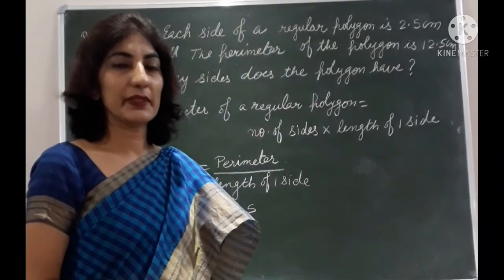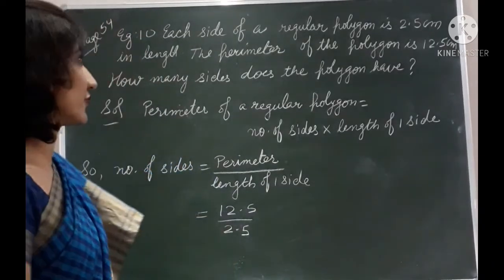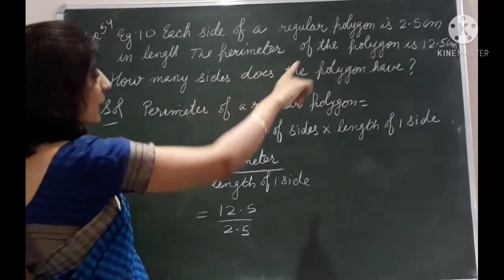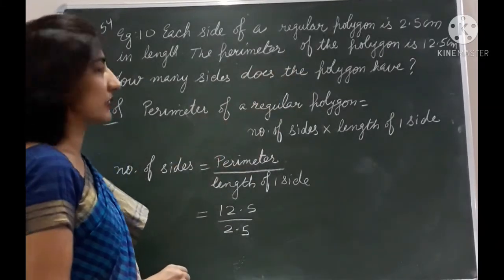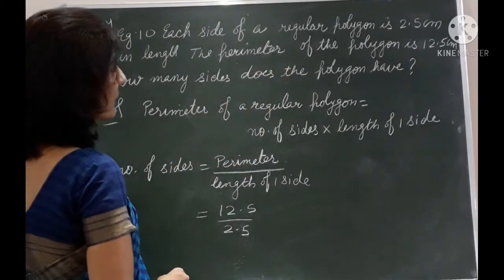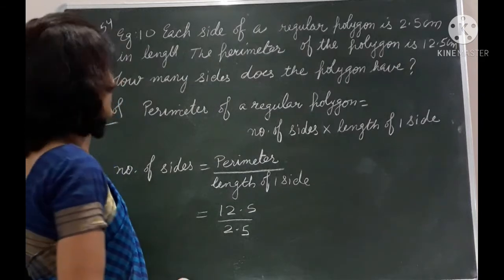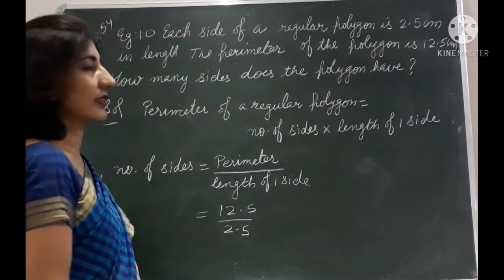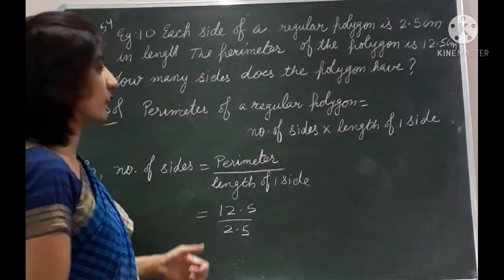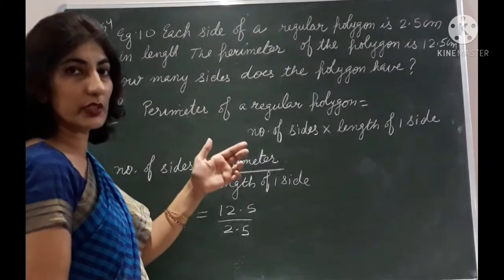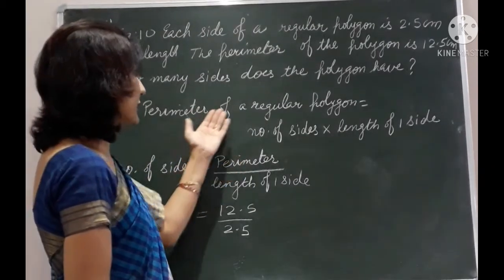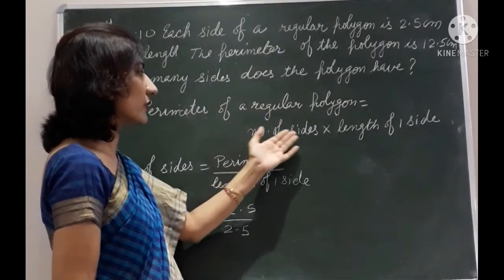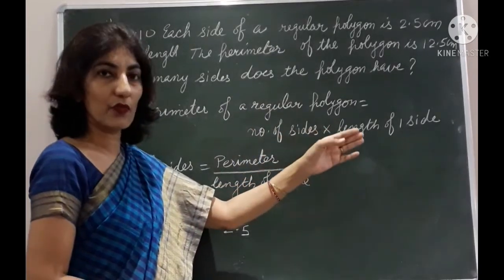Let us do Example 10 given on page number 54. Each side of a regular polygon is 2.5 centimeter in length. The perimeter of the polygon is 12.5 centimeter. How many sides does the polygon have? We have done this formula of perimeter of a regular polygon if you remember last year. Perimeter of a regular polygon equals the number of sides multiplied by the length of one side.